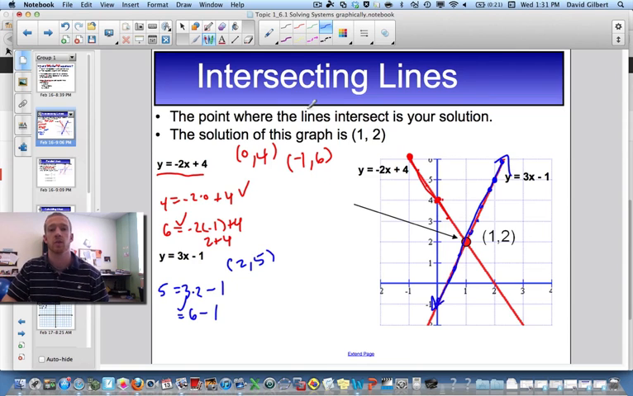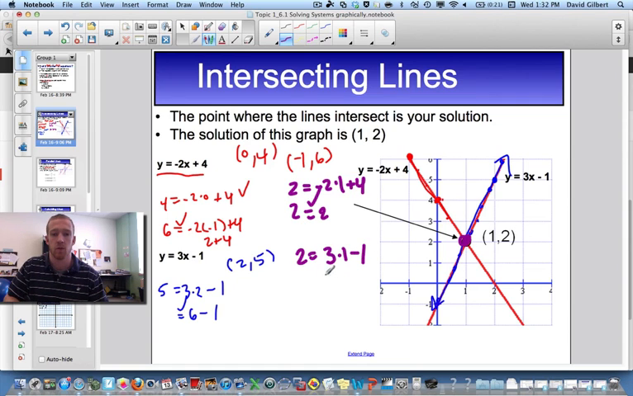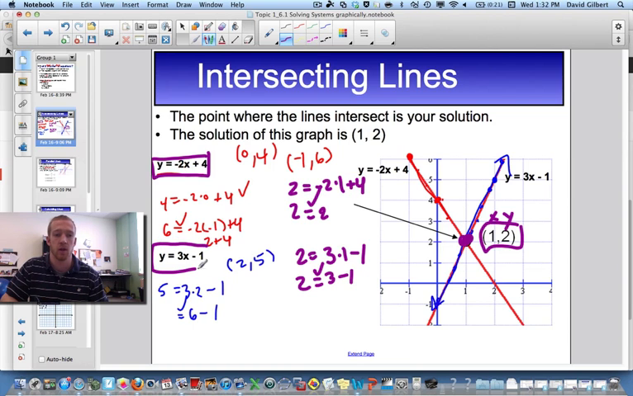The solution to a system of equations is that one point that works for both equations. If I plug this into here, I get 2 equals negative 2 times 1 plus 4. So 2 equals 2, works in that one. And then if I plug it into here, it works as well. 2 equals 3 times 1 minus 1, which is 3 minus 1. So it works in this one. So this is the solution to my system, because this x and this y work when you plug it in here, and work when I plug it in here.